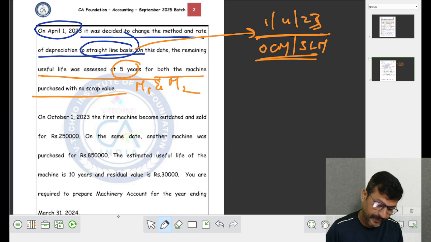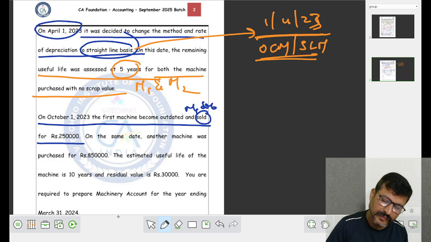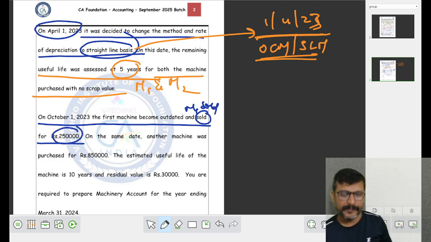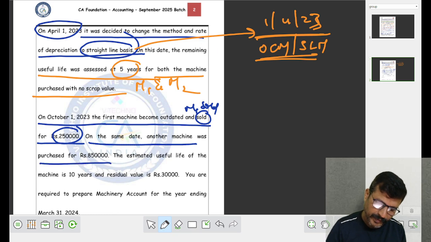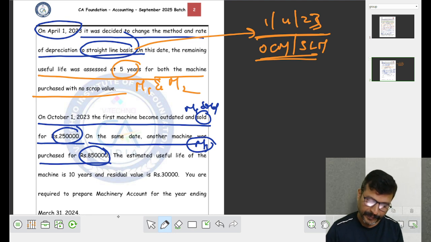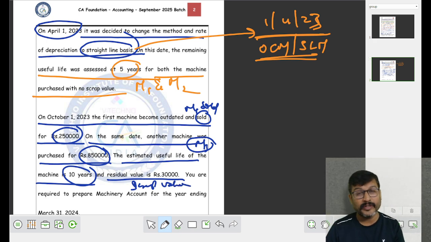बाद में क्या हुआ? On October 23, first machine become obsolete and sold. Which one is sold? M1 sold for an amount of 2.5 lakh. Okay, now I am reading in a rough way. When I prepare a table, I go in a detailed way. On the same date, another machinery was purchased, means M3 was purchased for an amount of 2.5 lakh. Estimated useful life is 10 years with a residual value 30,000. Residual value means scrap value. This is how you have to follow in your exam when you are writing exam, right?